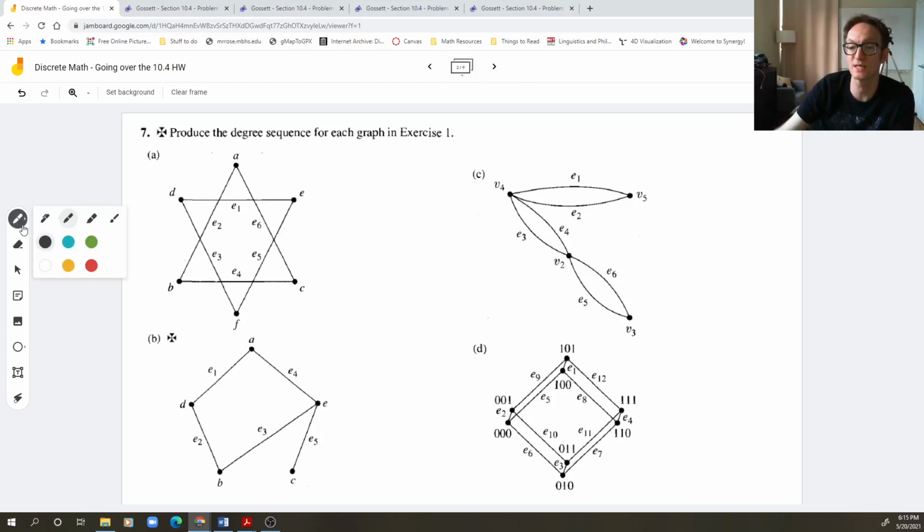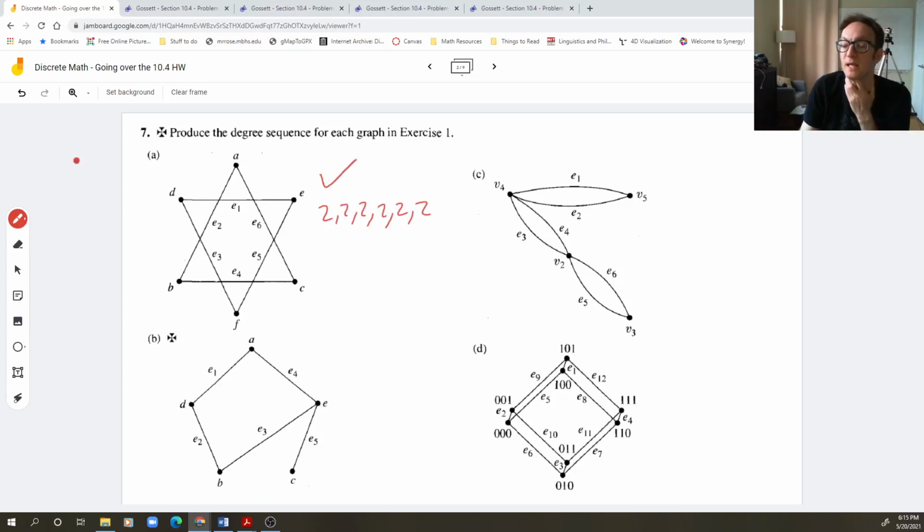More. Produce the degree sequence for each graph. Well, this is just a straight up do it kind of problem. Here are the 4 graphs of exercise 1. Let's just make the degree sequence with the graph. What do we see? Well, it's quite boring, in fact. Every vertex in this graph just has degree 2. Done. B. This is this thing, right? So what do we have? 3, 2, 2, 2, 1.